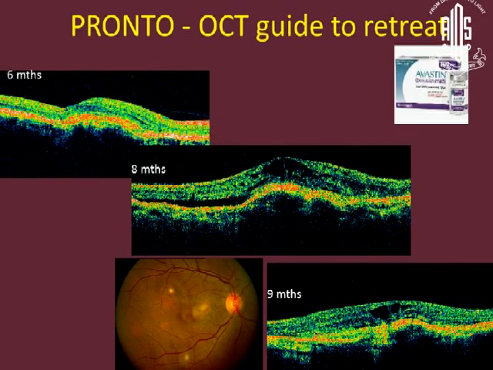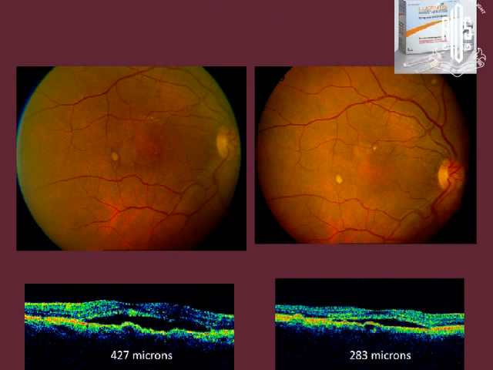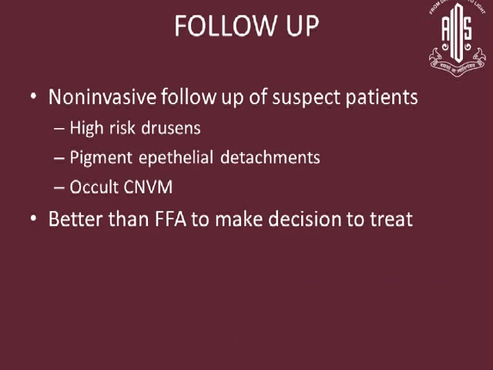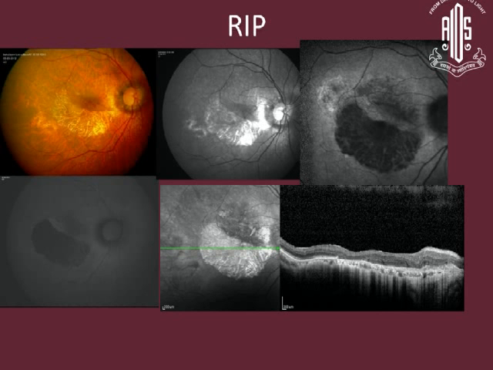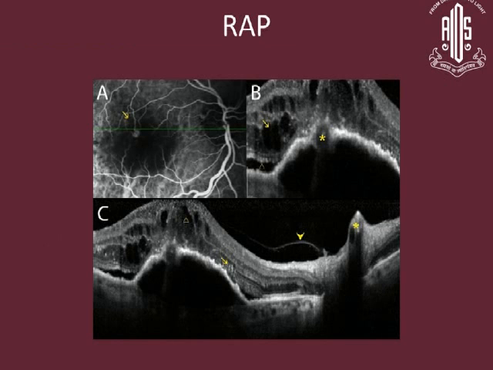Appearance of SRF in a previously dry eye, an increase of 100 micron thickness in the center, and a drop in visual acuity with an increase in fluid, all these are taken as guidelines for retreatment for a case of a CNV. And follow-up, definitely non-invasive follow-up for suspect patients, drusenoid pigment epithelial detachment, occult CNVM, and better than FFA to make a decision to treat. And RAP, though it can be identified clinically, has a few features on the OCT. Because of lack of time, I'm not going into detail of these. And there are specific features for the RAP lesions also.